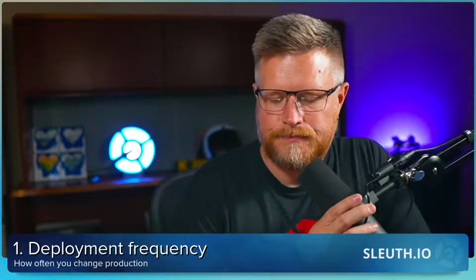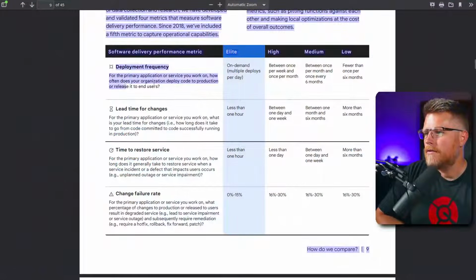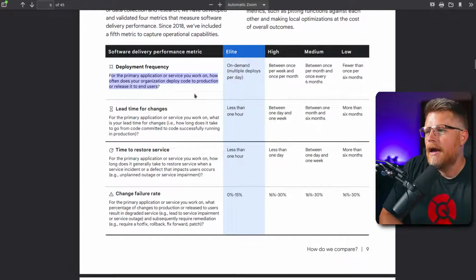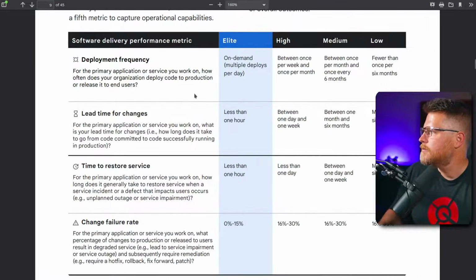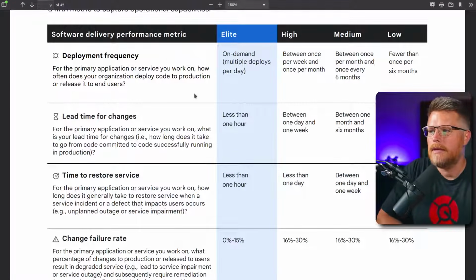From the standpoint of the survey, again, remember that DORA metrics as originally created were a survey that was given out to people. And I think we even have the definition. Let me pull up the definition here. So it was called, for the primary application service you work on, how often does your organization deploy, damn it, I'm trying to select this paragraph and I'm not doing a great job at it. How often does, let me zoom in. Oh yeah, that's way better. Oh, sorry about that. How often does your organization deploy code to production or release it to end users?